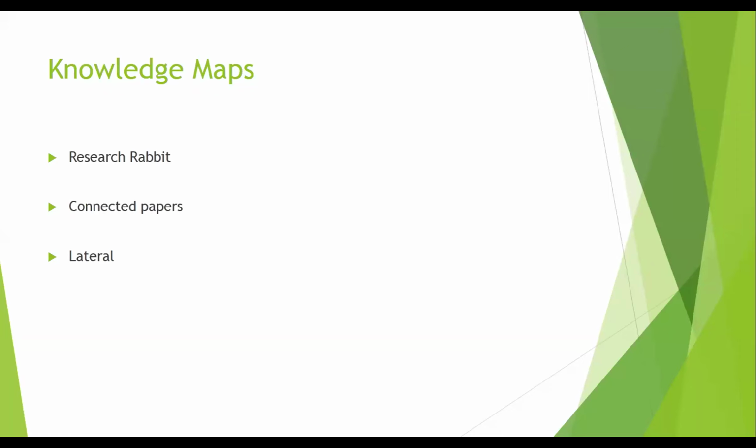Similarly, you have something called knowledge maps. There are certain tools like Research Rabbit, Connected Papers, and Lateral. Again, there is a particular question which most of them ask, which is which is freeware and which is paid. All of these will have a basic version which can be accessed for free. Around 5 articles or 5 maps can be created per month using the free version. If you use the premium version, you can get more knowledge maps. So this is how this operates.